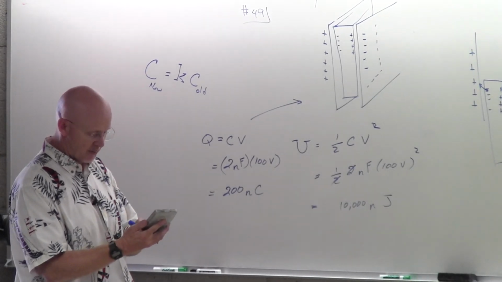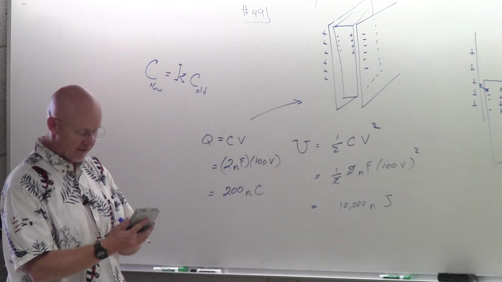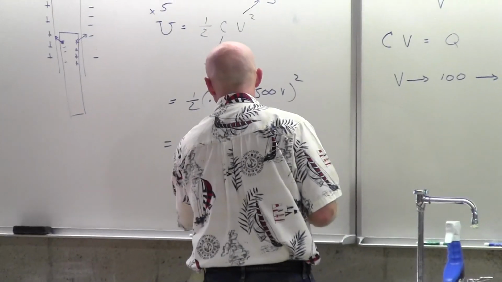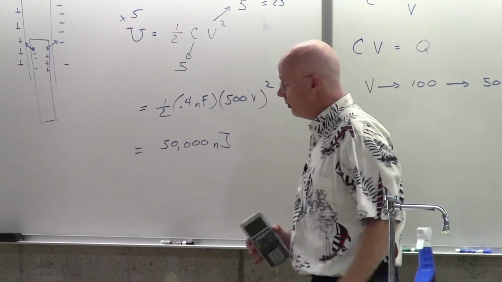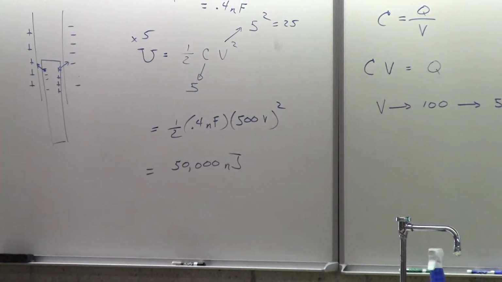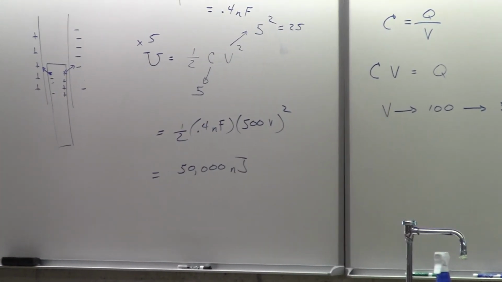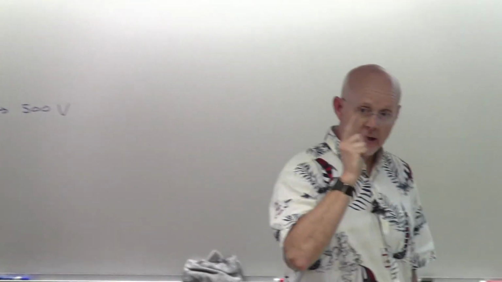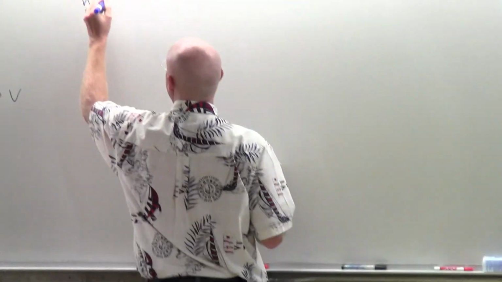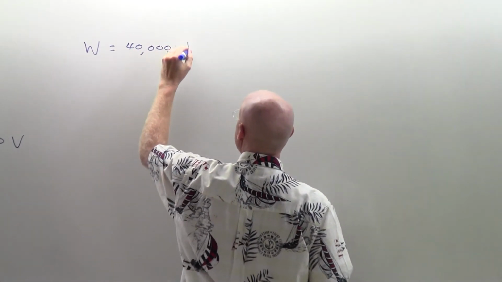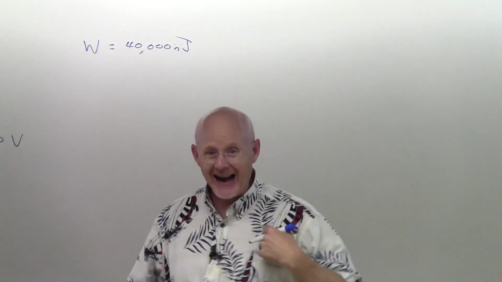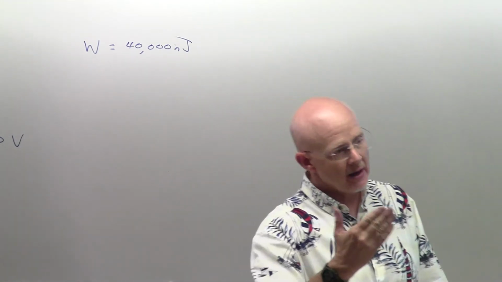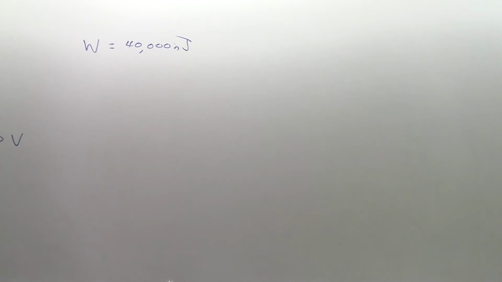So 0.5 times 0.4 times 500 squared gives me 50,000 nanojoules. Sure enough, I've got 5 times more energy now than I had before. Of course, that extra energy came from me pulling it, so I can answer the question now, how much work did I do? 40,000 nanojoules, that's where it came from. I did work on it. There was an electrical force pulling it, and I yanked it out of there. That energy showed up in the electric field, the energy stored in the capacitor.